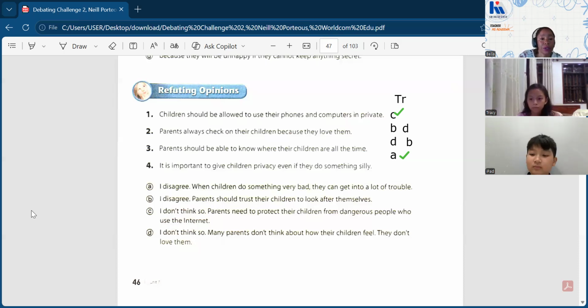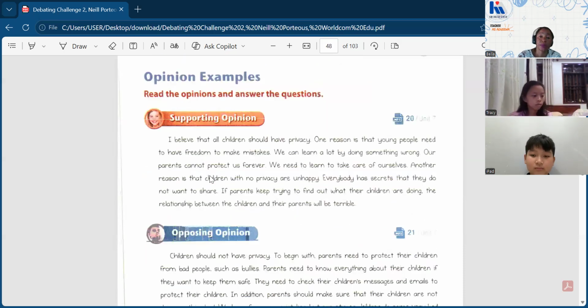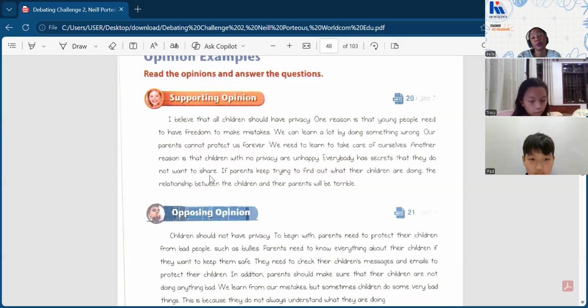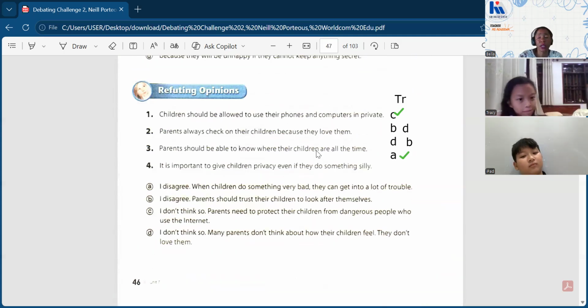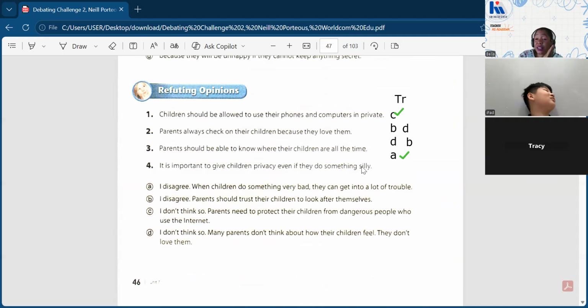Okay, that's good. Well done, students. Now we're going to move to the next part, which is the opinion examples. But before we move to the opinion examples, I want to quickly explain the answers. So, Tracy, the reason why B is the answer instead of D is because number 2 says parents always check on their children because they love them. You chose B, but the correct answer is D.